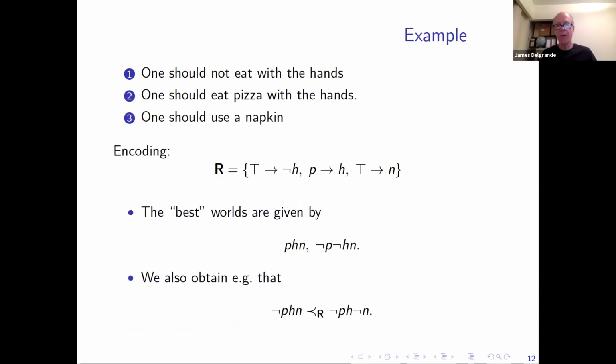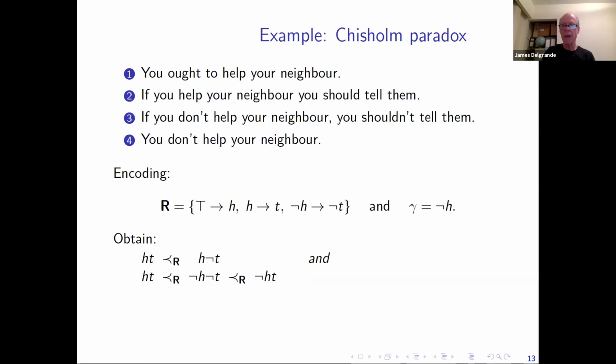Okay, a couple of examples, pretty simple examples. Here's our pizza example. It has the expected naive encoding. I won't read through it. What we get is the best worlds in the ordering are given by, well, if you look at this, you should have a napkin, N, and either you're eating pizza with your hands or you're not eating pizza and you're not using your hands. We also obtain, for example, that in the case where you're eating with your hands, but you're not eating pizza, maybe you're eating mashed potatoes with your hands, you should still be using a napkin. The napkin world is preferred to the non-napkin world.